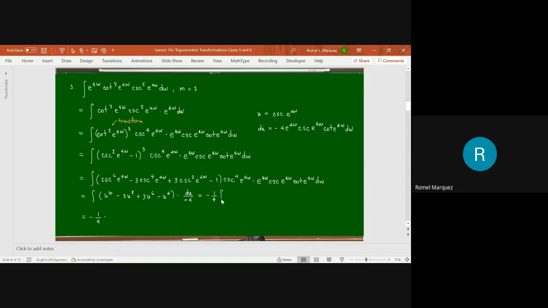Negative 1/4 integral of u to the 10th minus 3 u to the 8th plus 3 u to the 6th minus u to the 4th, then du, no? Yan.